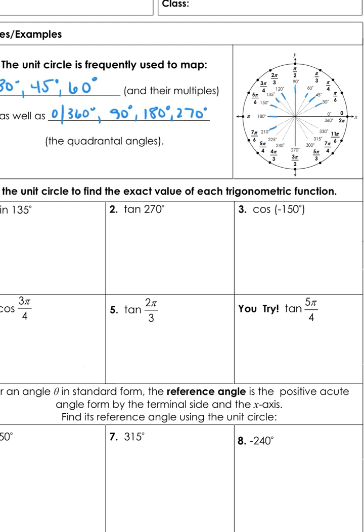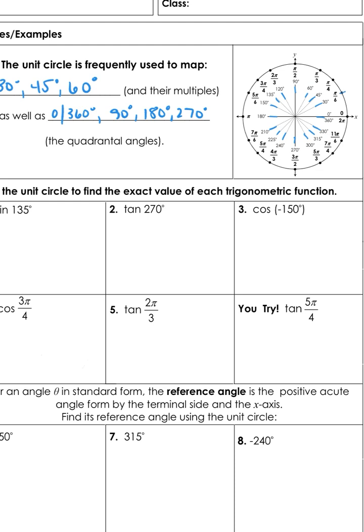So 180 plus 30 is 210, 225, 240. And then there's your 270. And then we're going to add again 30, 45, and 60. And we're going to get 300, 315, 330. And then finally we're back around to 360. And then we also have those in radians.